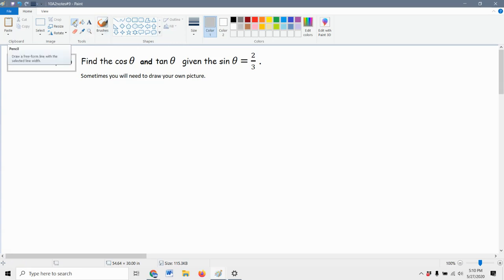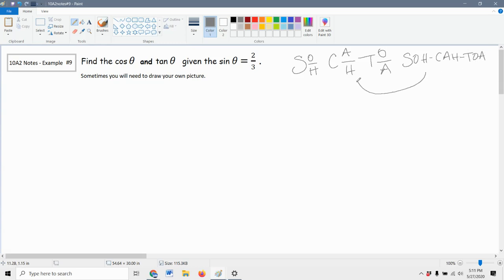Now, just like we did in the other examples, guys, the first thing that you want to do is always just write your SOHCAHTOA. SOHCAHTOA is so helpful because it reminds you exactly what those trig identities are. And if it's easier for you to remember SOHCAHTOA, well, do it that way and then change it to this.